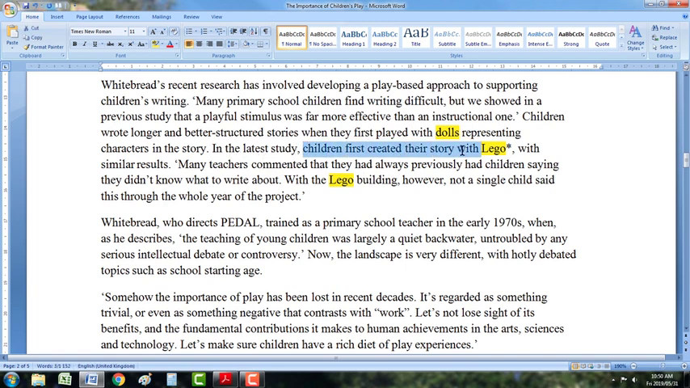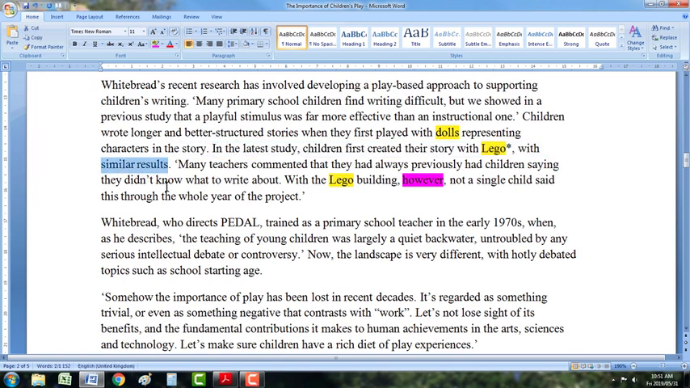Children first created their story with Lego with similar results. What is similar results? Similar to what? Similar to this, probably. But let's just read on a bit. Many teachers comment they had always previously had children saying they didn't know. With the Lego, however, there's our friend over there, important information. Not a single child said this through the whole year of the project. Okay, good. So, they actually repeated. This can be your target sentence because then you must find out what similar results was.